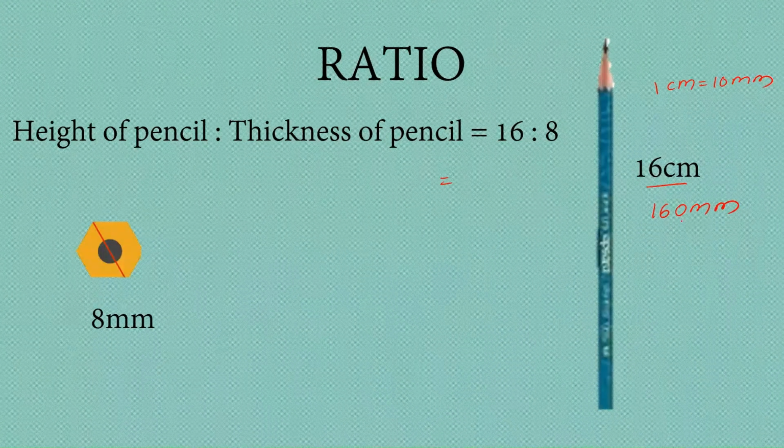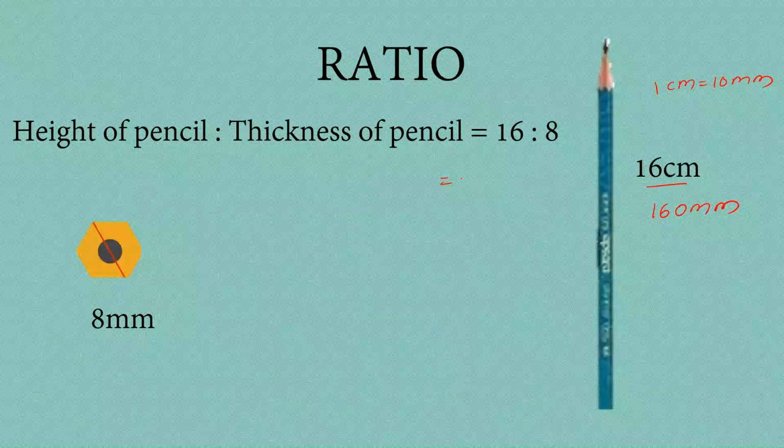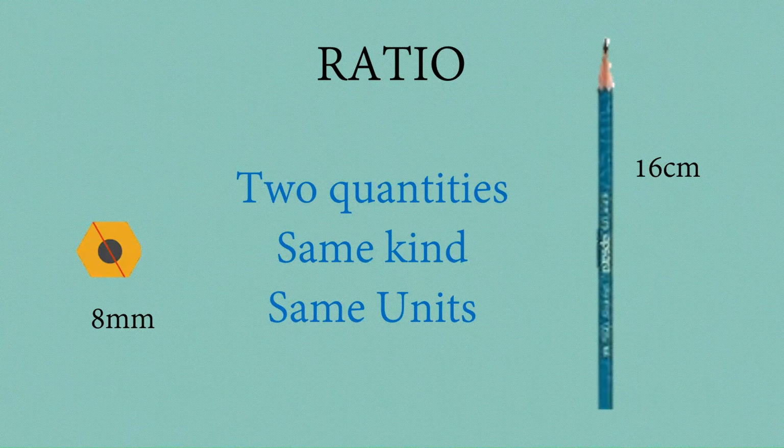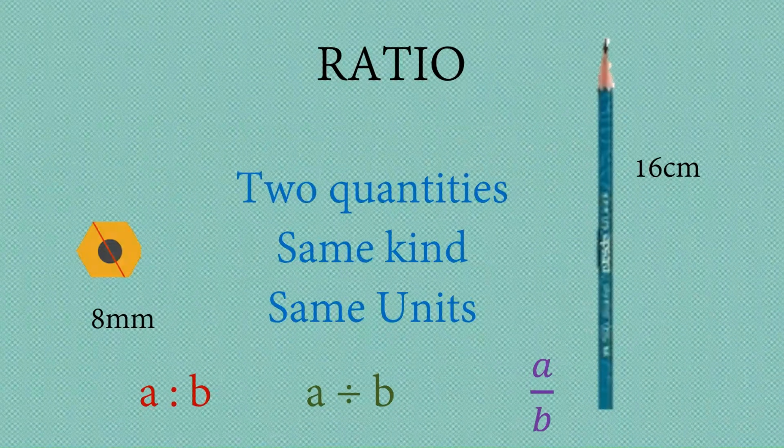Now, both the thickness and height are in same units. We'll compare this now. So, 160 is to 8. Now, again, if we divide these things with 8, we'll get 20:1. Now, when we read this, we'll first say height of pencil is 20 times the thickness of pencil, which makes some sense. So in this way, while doing the comparison, we need two quantities and they have to be of same kind. Even the units have to be same. Now, this particular ratio can be written as A is to B or A divided by B or A upon B.